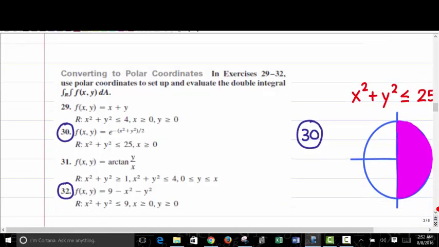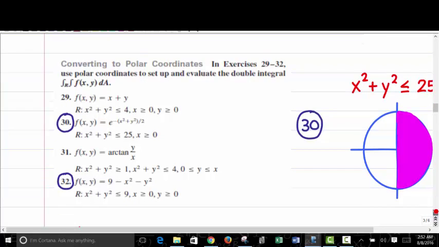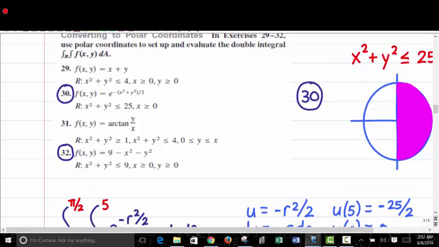Now, how about this problem 30 right here? Let's see what's up with that. We have the function e to the negative x squared plus y squared over 2. That's probably a good sign. We'll need polar coordinates. And now look at the region of integration. So we've got to read this carefully.